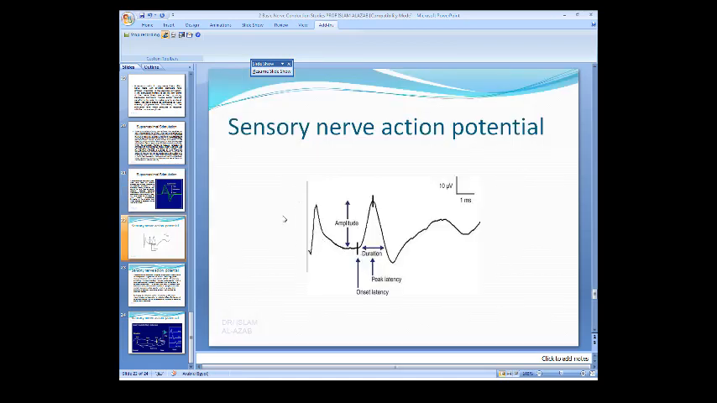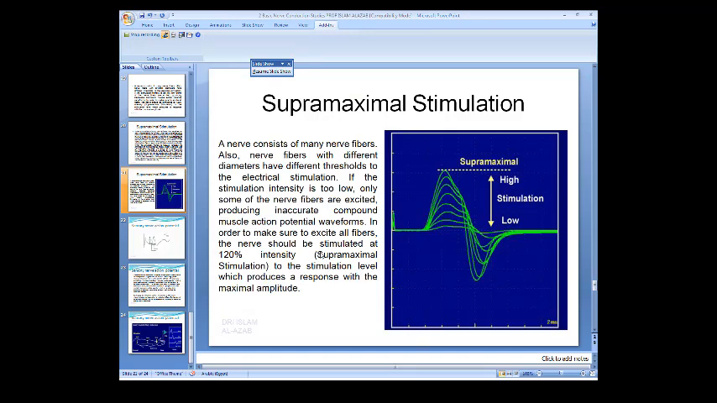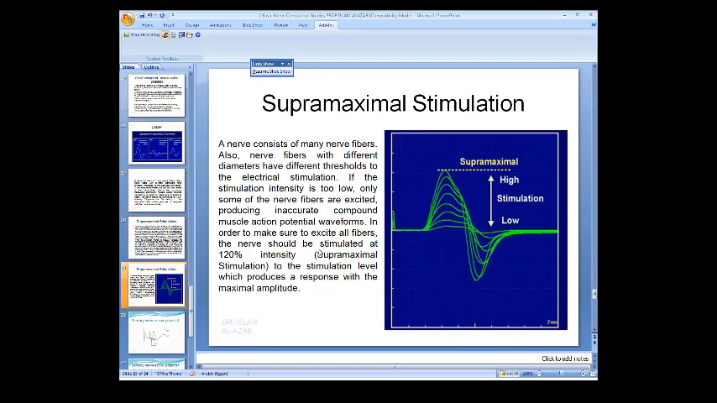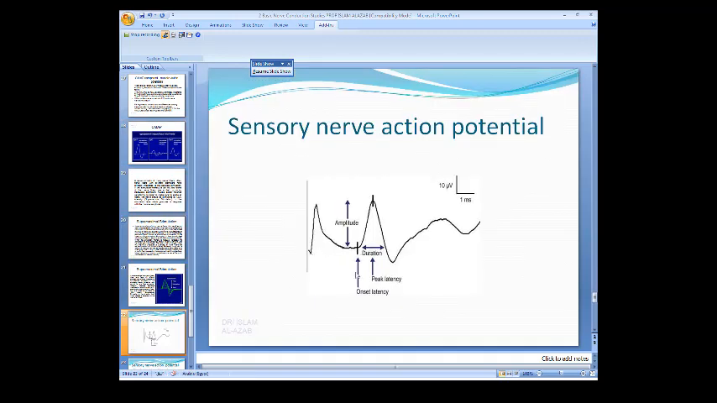Sensory nerve action potential. The shape of the sensory nerve action potential is different from the motor action potential, as we see. Here, this distance is the amplitude, and between the two crossing the baseline is the duration. This is the peak latency, and this is called onset latency.